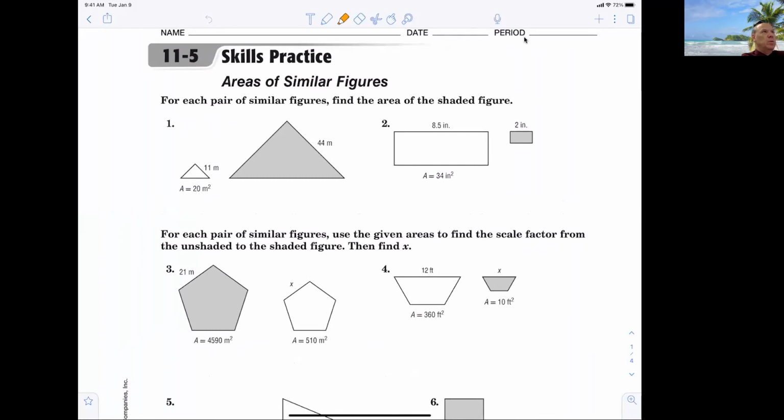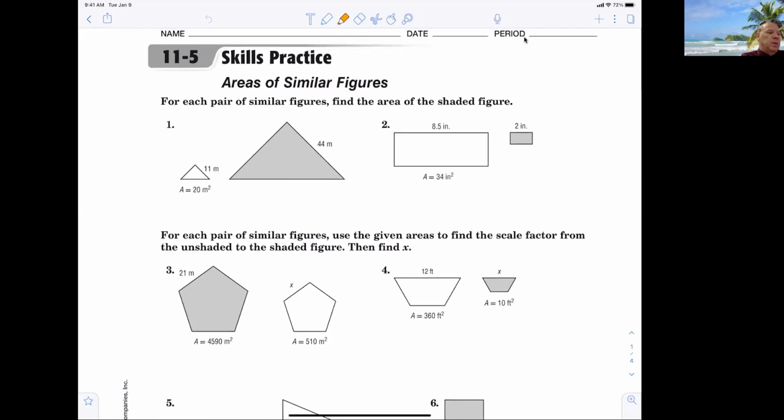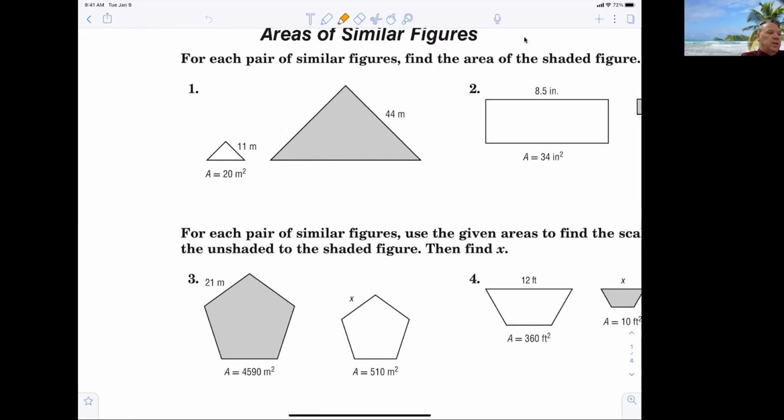So remember, going back, they are similar figures because why? Angles are what? Equal. Congruent, and their sides are what? Proportional. Sides are proportional. All right. So can anybody tell me what the area of the shaded triangle will be in number 1? 80. Wrong. That'd be way too easy.